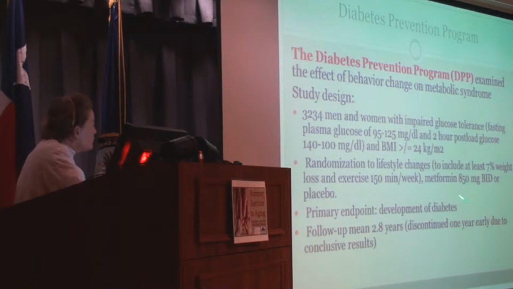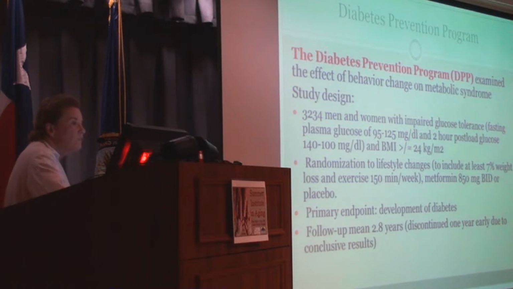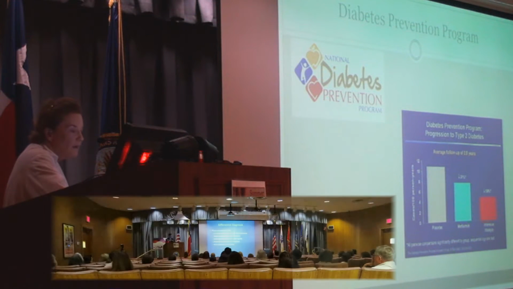The primary endpoint was how many of these people converted to type 2 diabetes. They were followed for an average of 2.8 years, but the study was concluded prematurely because the results were so compelling. And this is a little logo from the DPP program.